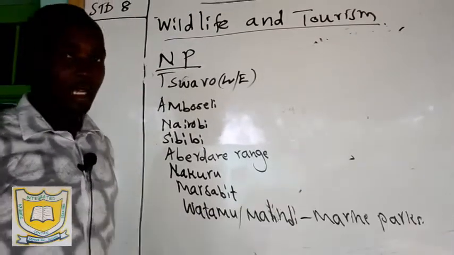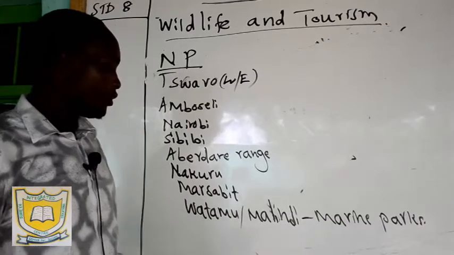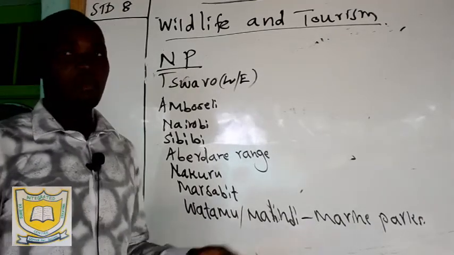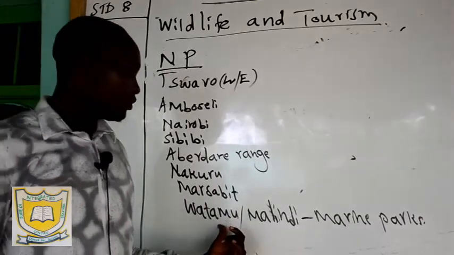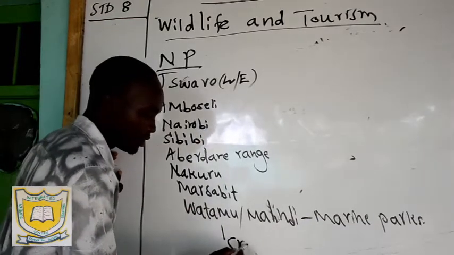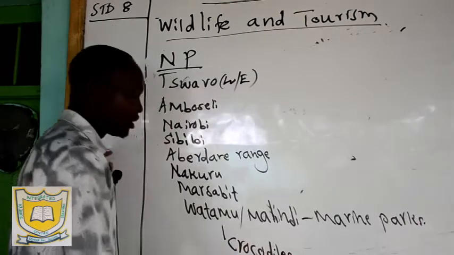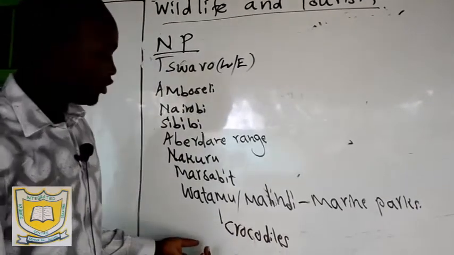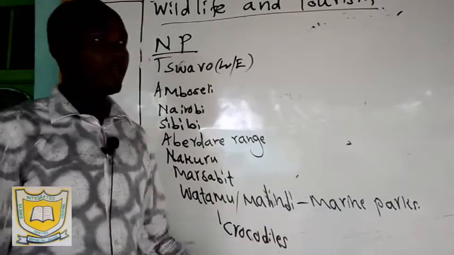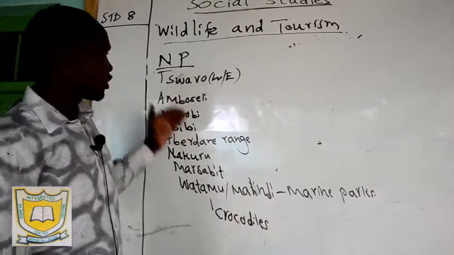What do you mean by marine? When you talk about marine parks, we're talking about wild animals that live in water. So when you go to Watamu, it's around Malindi, Mombasa, you will find that we have crocodiles living there and any other animals that stay in water. So those are what we call the marine parks. And then also, these are some of the national parks in Kenya.